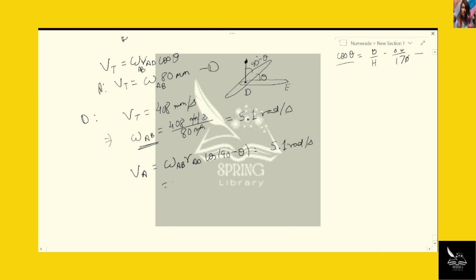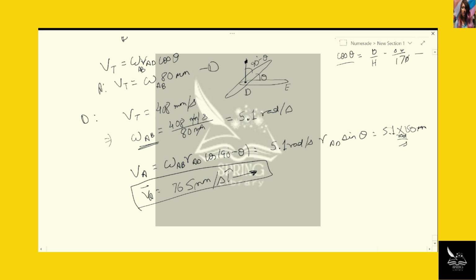So anyways, this is going to be RAD sine theta, which we just figured out is the vertical distance. So this is 5.1 times 150 millimeters, and this was radians per second. So you multiply these, so VA is going to be 0 will shift, and 15 ones is 15, 15 5s are 75 plus 1 is 76, so 765 millimeters per second to the right. So this is going to be the velocity of point A.